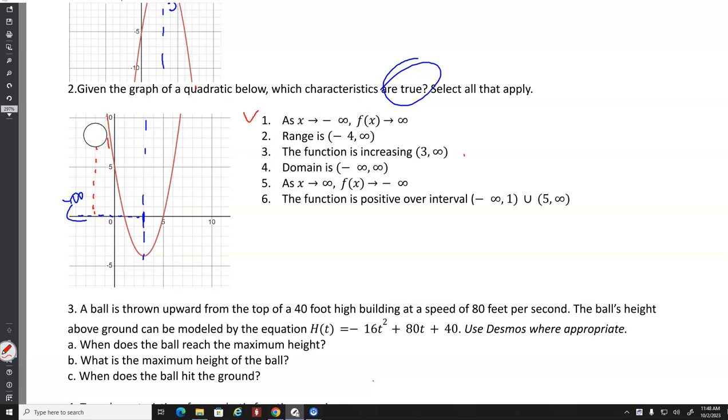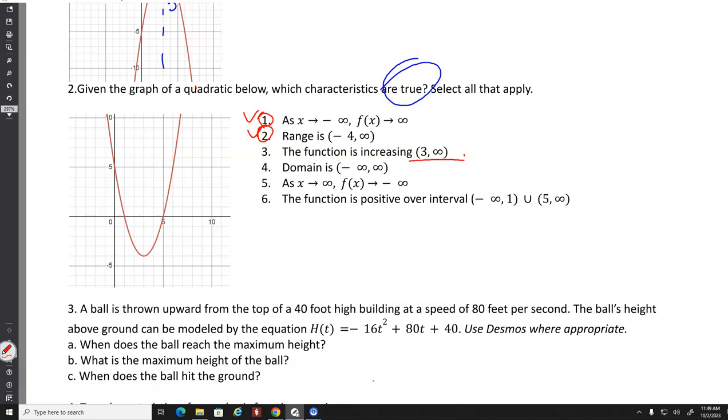The range is negative 4 to positive infinity. So we start at the y value negative 4, and this is where our function starts and travels toward positive infinity. Okay, this is also a correct statement. So 1 and 2 are correct. The function is increasing, meaning it goes up, from 3 to infinity.